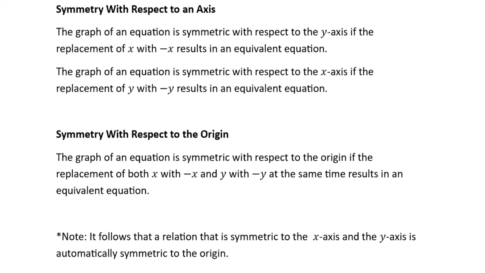Note that if the relation is symmetric to the x-axis and the y-axis, it's automatically symmetric to the origin. So if you've tested for symmetry to the x and y-axis, and they both check out, you don't have to check with the symmetry to the origin test. Now, it is possible to have symmetry to the origin yet not be symmetric to the x-axis or the y-axis, such as in the x cubed function that we just saw.